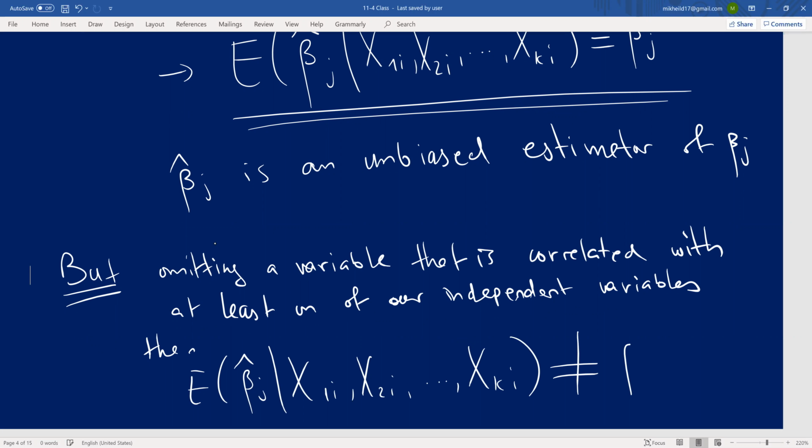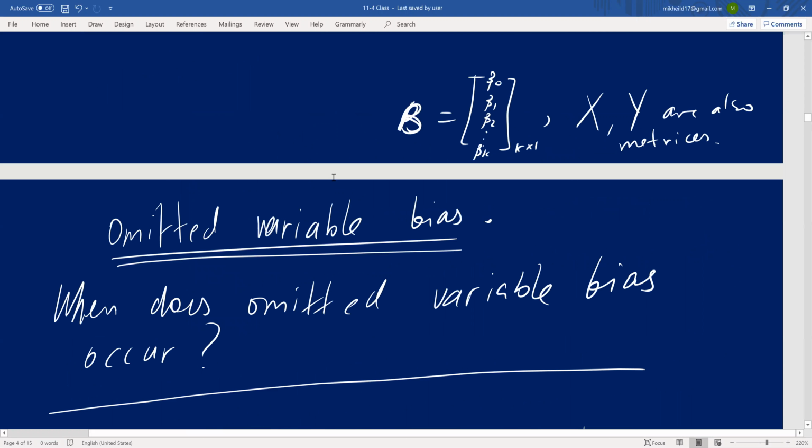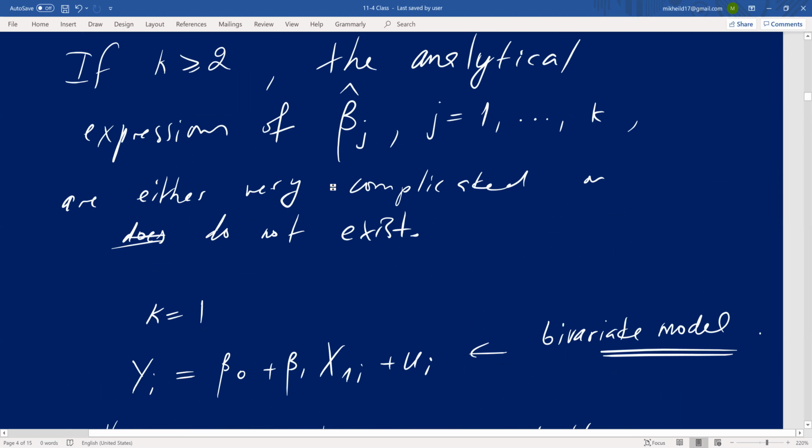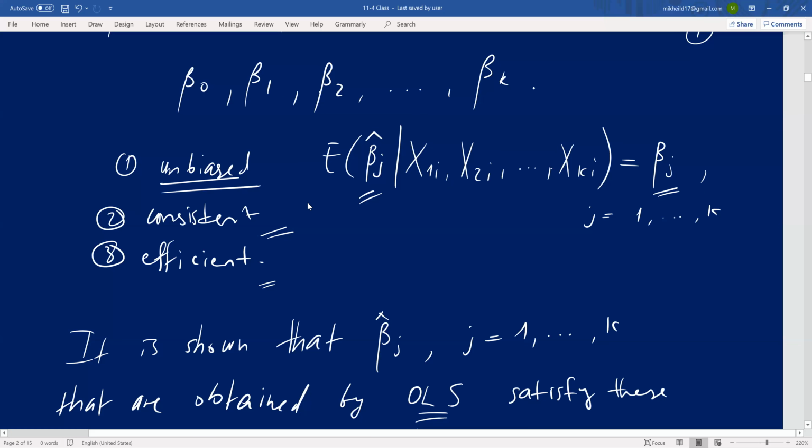It's not equal to beta j. So is it a problem? Yes. Why? Do you remember the requirements that this estimator should satisfy? I said it already in the beginning of today's class, right? Unbiased, consistent, and efficient. If one of these requirements is not satisfied, then our estimates are not good. Do you understand what I'm saying?